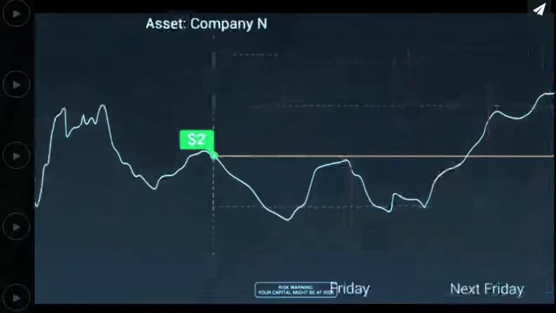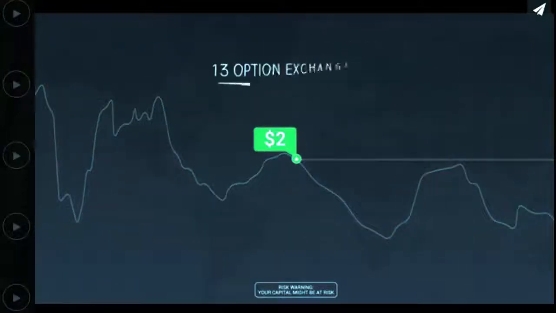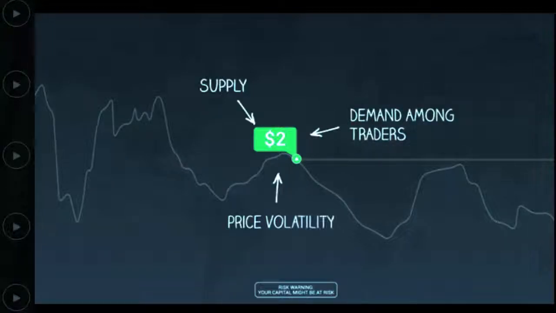The cost of options is determined by the market. We use 13 option exchanges. Market conditions depend on a combination of many factors: supply and demand among traders, price volatility in the past, time to expiration, and more. We wish you successful trading on the IQ Option platform.